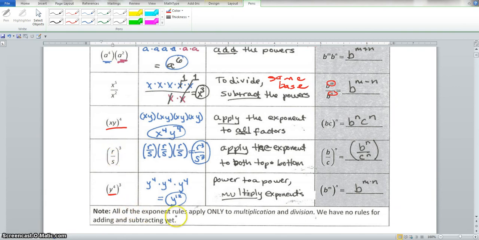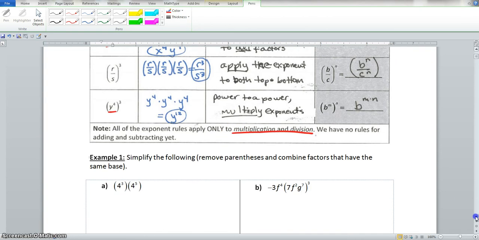Now it says, note, all of the exponent rules apply only to multiplication and division. We have no rules for adding and subtracting yet. So remember that it only applies to multiplication and division, not addition and subtraction.